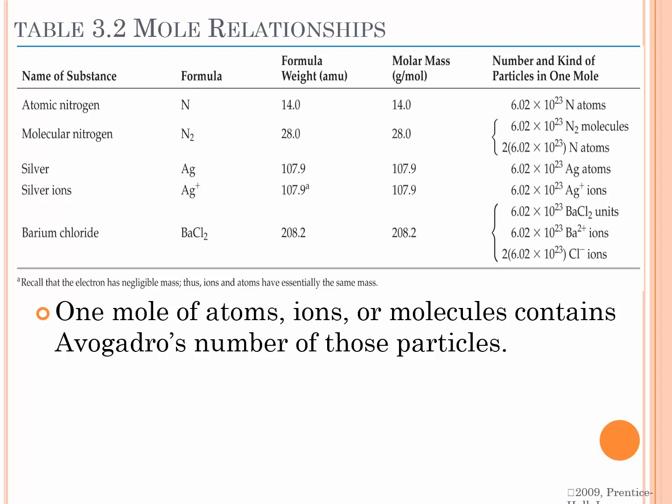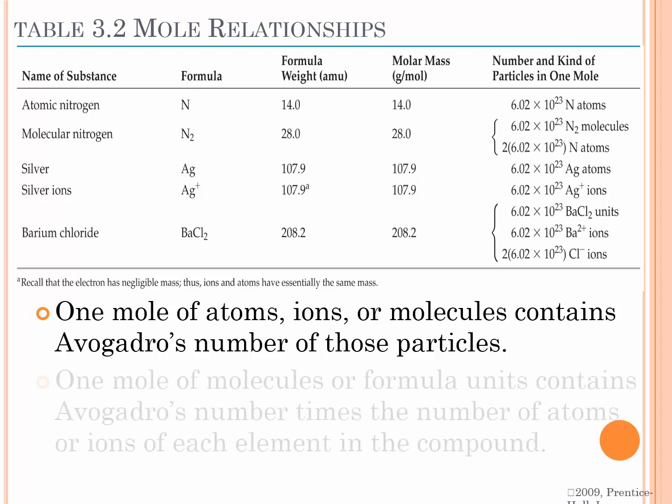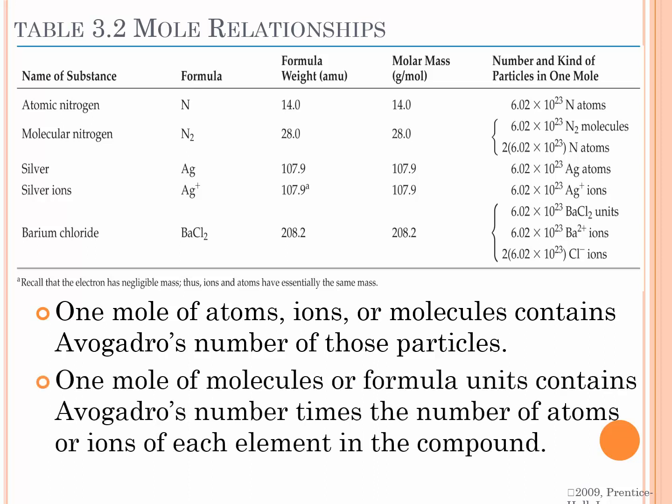So 1 mole of atoms, ions, or molecules contains Avogadro's number of those particles. 1 mole of molecules or formula units contains Avogadro's number times the number of atoms or ions of each element in the compound. As we saw here, 2 times Avogadro's number, 2 times Avogadro's number, and so on.